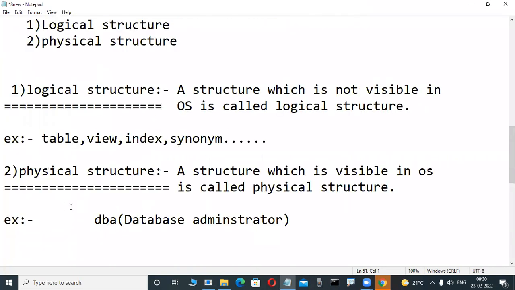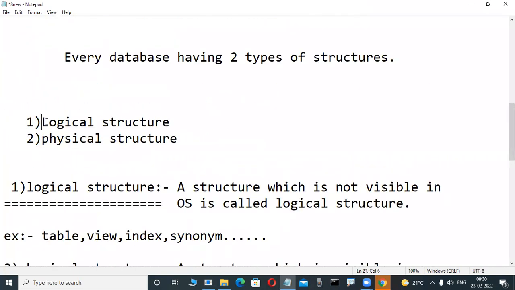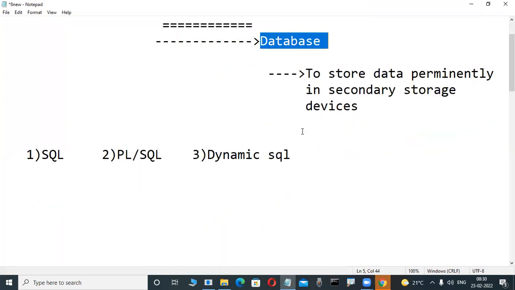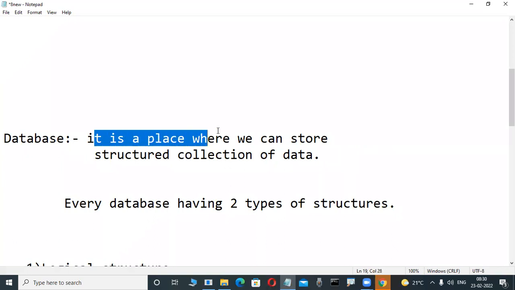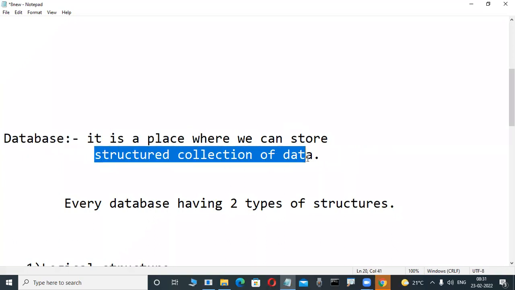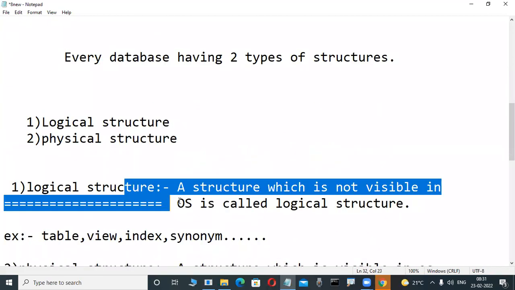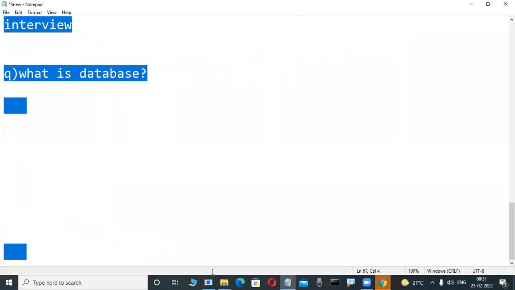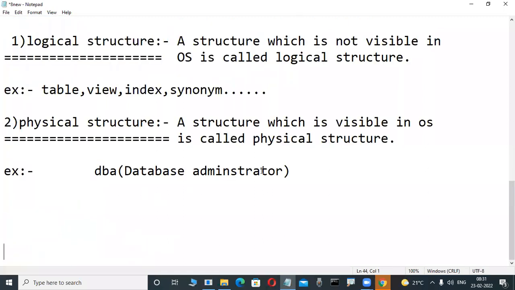But unfortunately, when we are asked what a database is, we say it is a place. Whenever we install Oracle, SQL Server or DB2, which are DBMS software, and we will learn about DBMS software later, some place is created, and that is a database. The database is a place where we can store a structured collection of data. I say so because I am a logical structure programmer, a PL/SQL developer, so I speak in terms of logical structure, tables. Not only Oracle, every database. Understood?